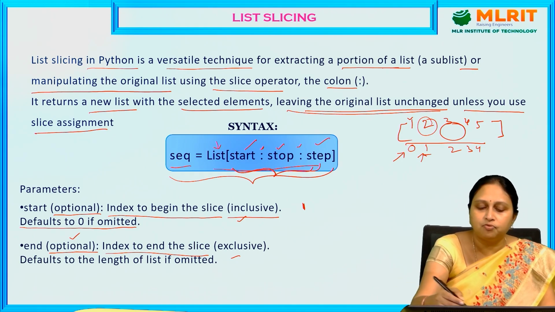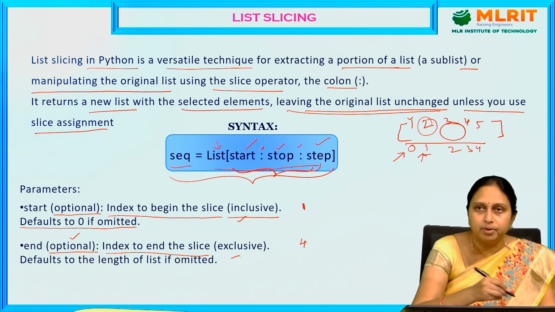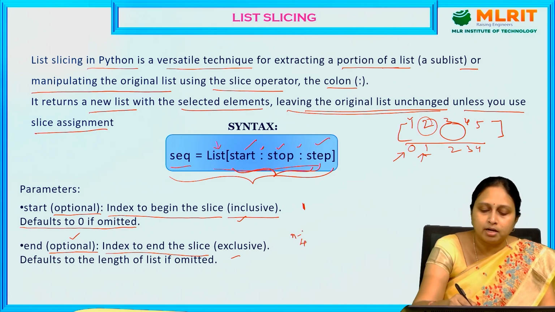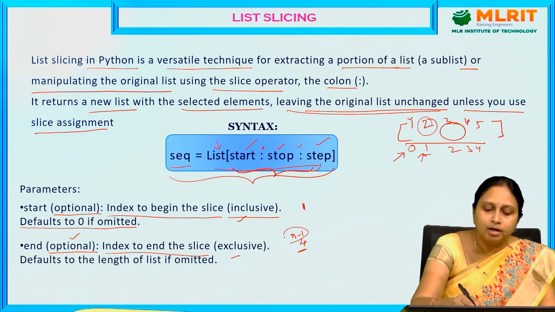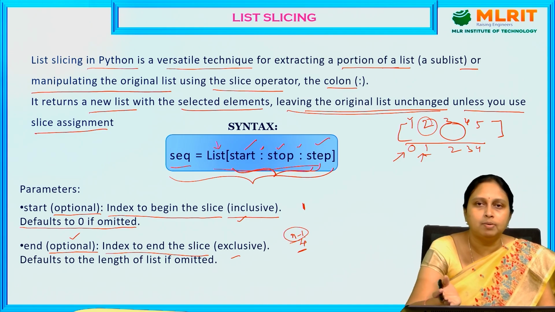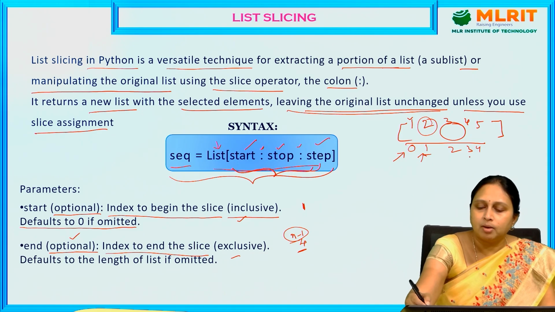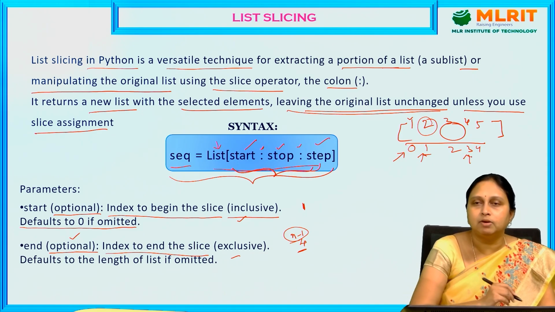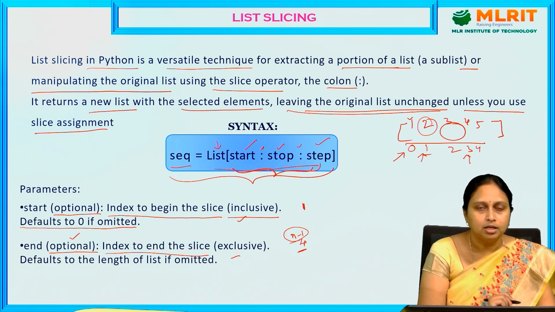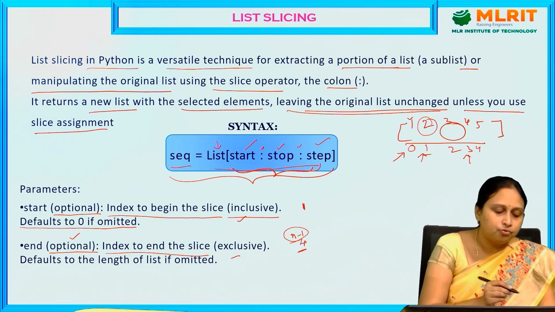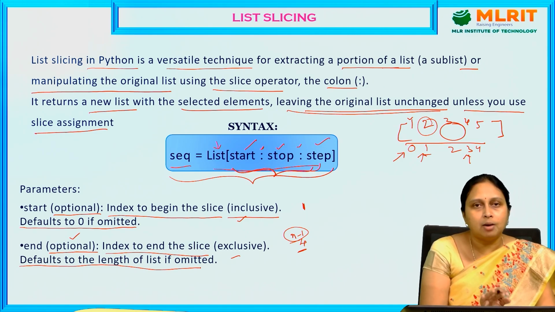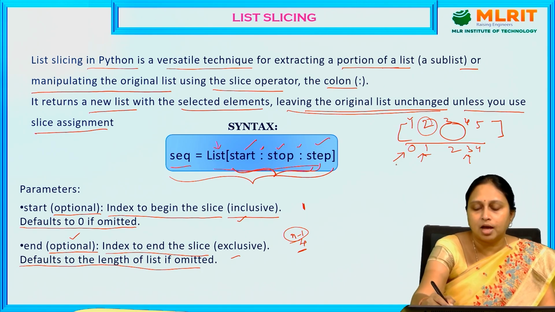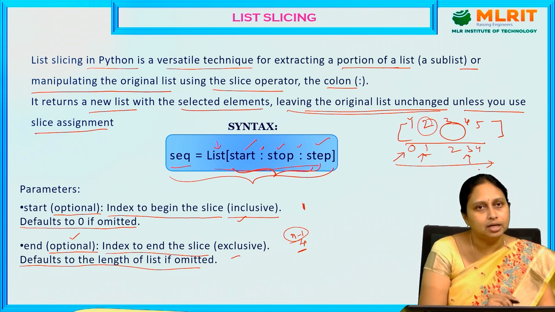Exclusive means it is going to stop one value before. Suppose I have specified my end value as 4, it will be considering up to n minus 1. That means 4 is excluded and it will be considering up to 3. If I give 4, as per my index, it will be considering up to 3 only. And by default, if you are not specifying any end value, then it will be considering up to the end of the list. All the values will be considered.